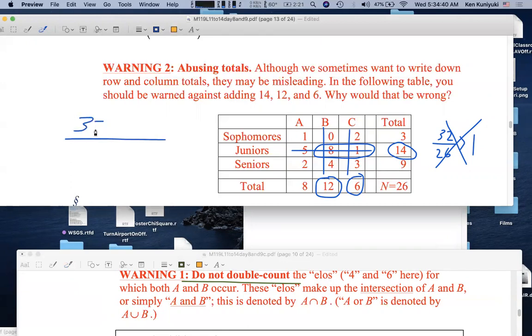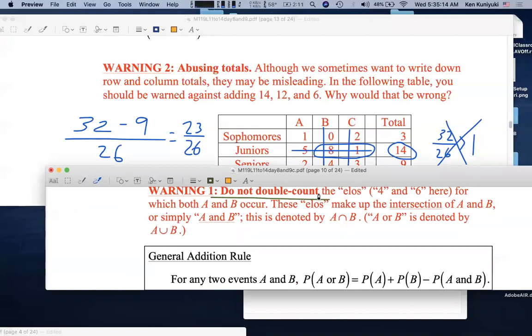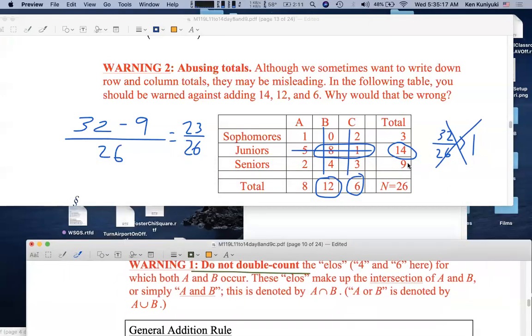Now, what would work? You could take the 32. 14 plus 12 plus 6 is 32, but you have to recognize that you're double counting these 9 students in here. But if you subtract off the 9 students and then put it over 26, 32 minus 9 is 23, and you get 23 over 26, and that would work. So I'm not saying that these marginals here, these row and column totals, are useless, but if you use them, you better adjust. Adjust and make sure that you're not double counting or triple counting or whatever.